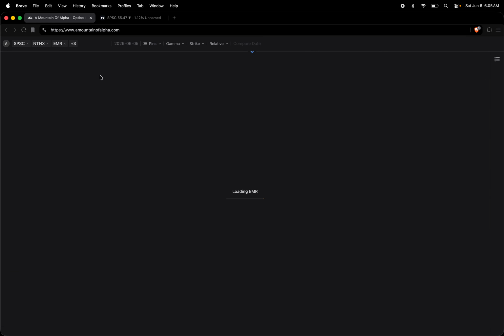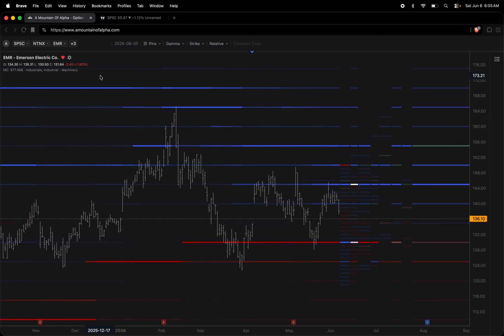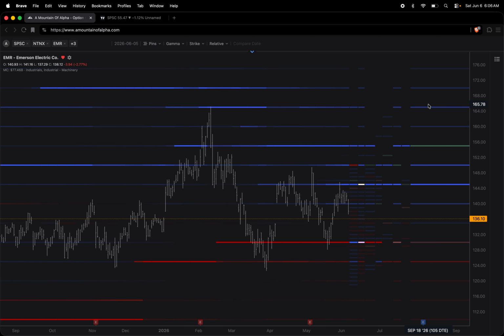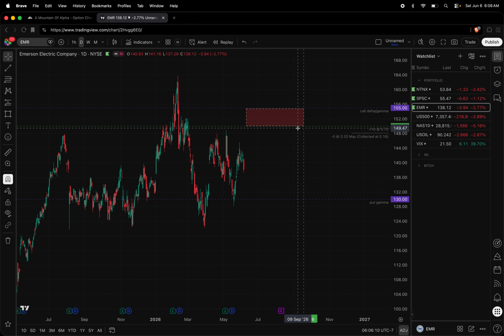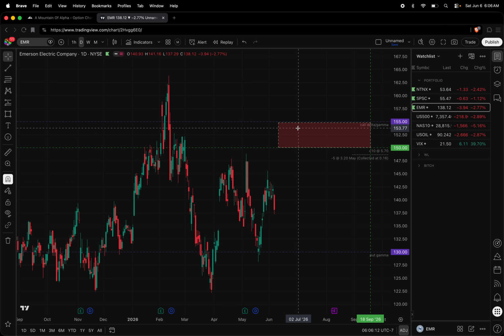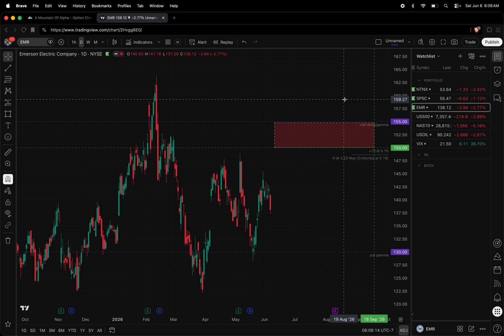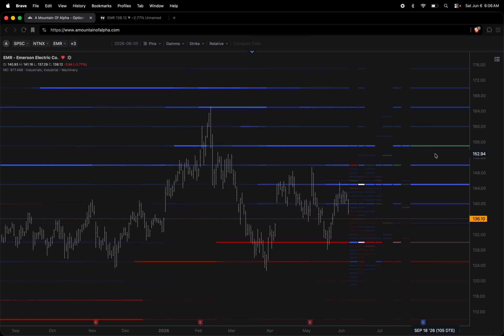Now, EMR is what I bought. I bought an EMR, and the spread was pretty dominant. It was a 130, 180, if I recall. Let's see. 155. I think there was like a 160. Anyway, 155. You could see that one here, right? It's this 130, 155 in September. So that's what I was trading.